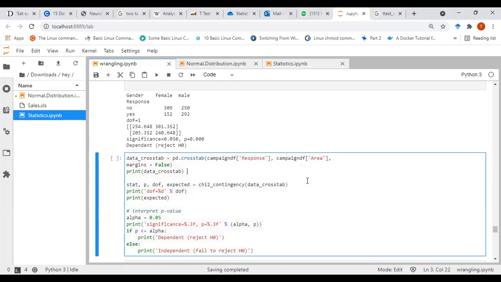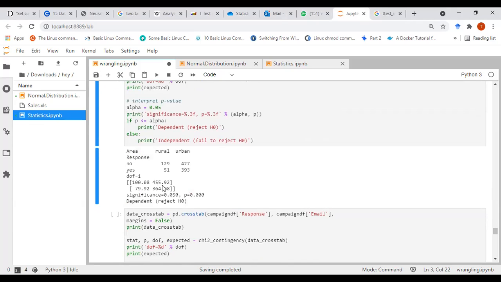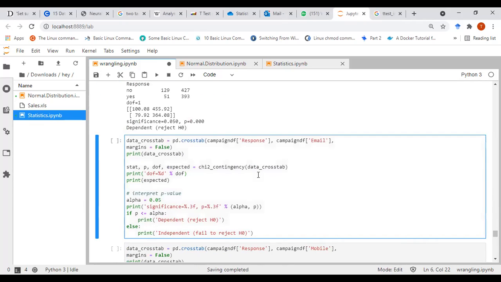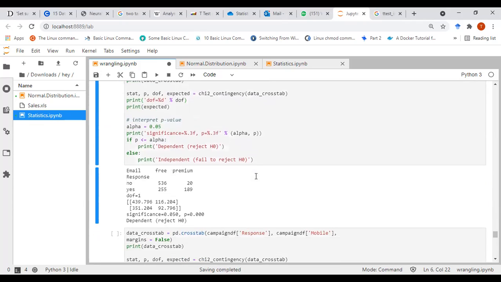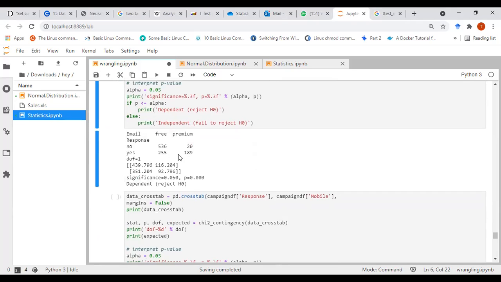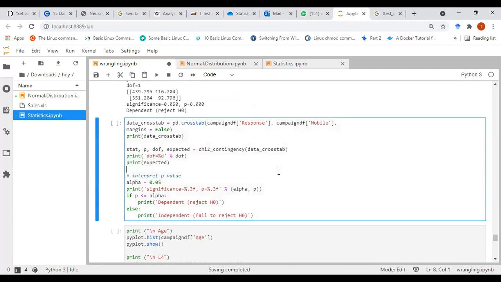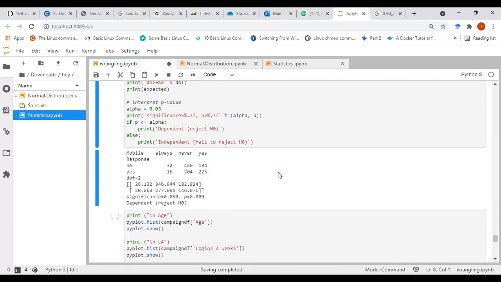Similarly, I can make a cross tab between response and area. Again, I have to reject the null hypothesis, and again urban has a greater chance. Between response and email, it seems that the premium ones have a greater tendency to respond yes than the free ones. Between response and mobile, it seems that the people who are responding yes almost always had a mobile.